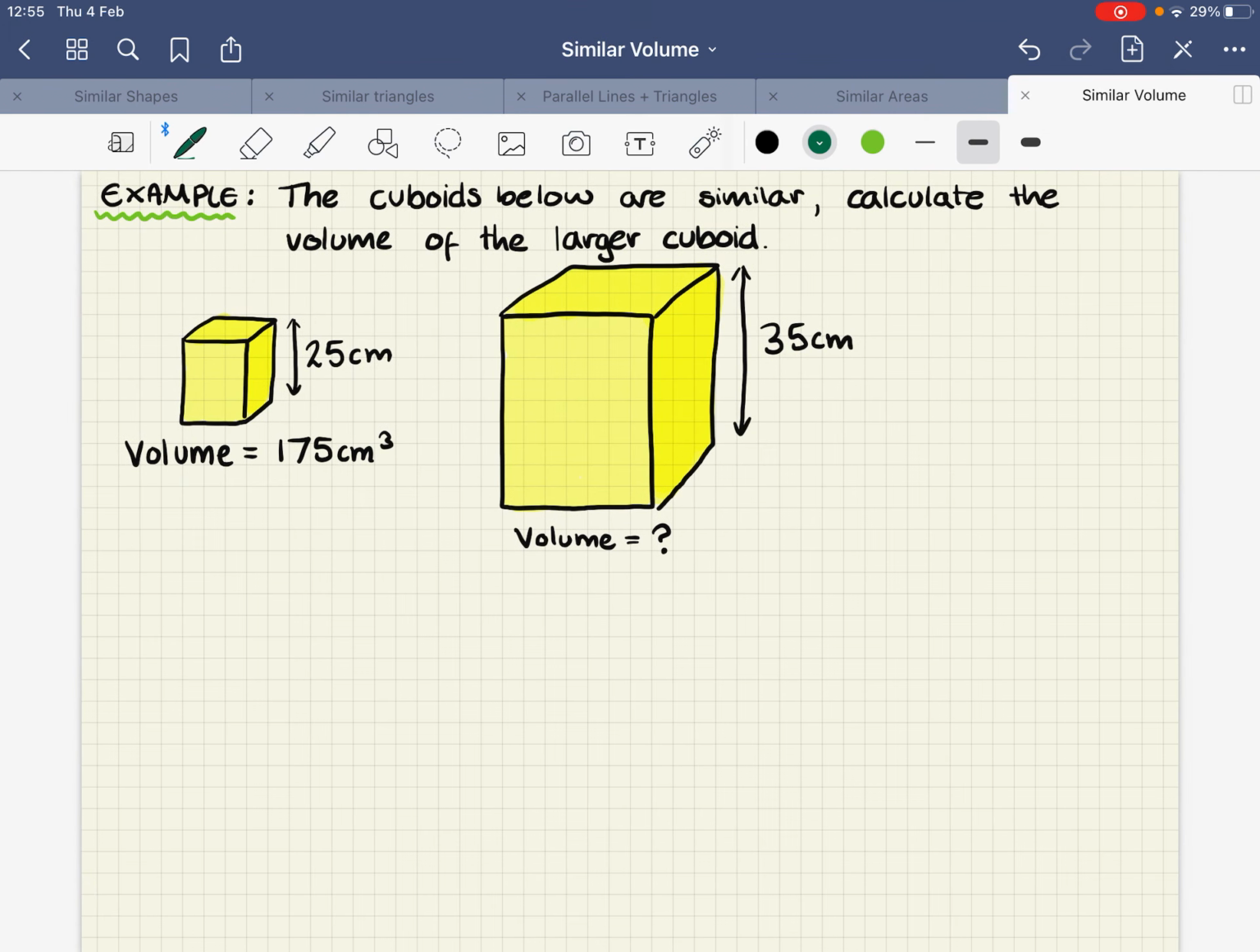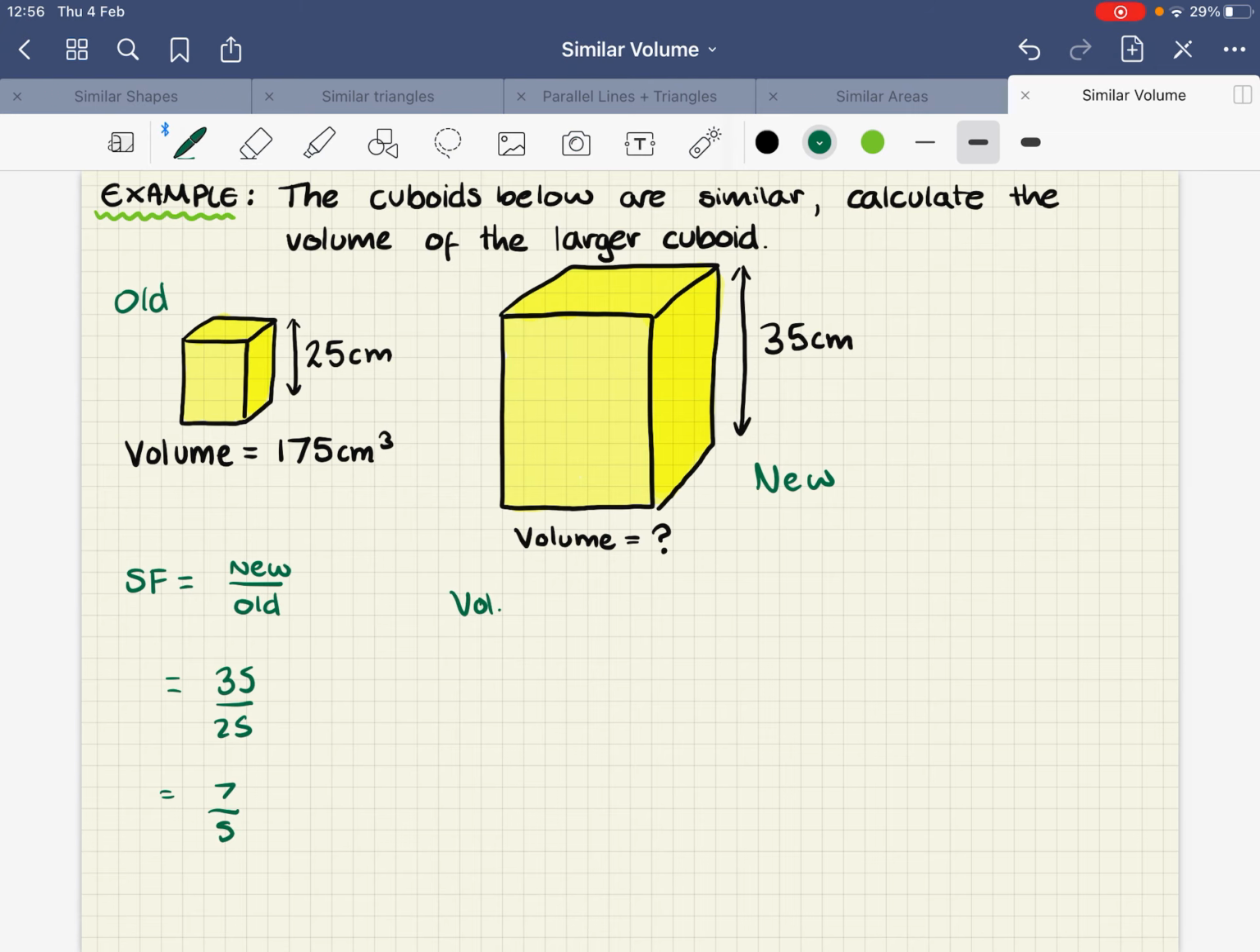So this first one, the cuboids below are similar. Calculate the volume of the larger cuboid. So the larger one, that's going to be my new because it has my unknown. So that's my old. So to start off with, I need to find my linear scale factor because I don't have information on my volumes yet. So that's going to be the 35 over 25, which simplifies down to 7 over 5.